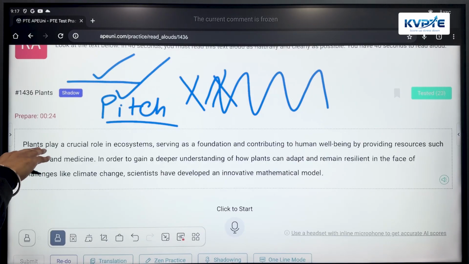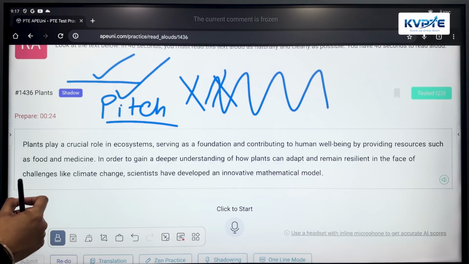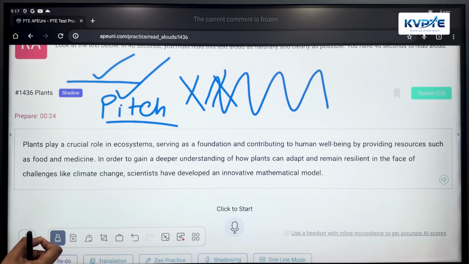Plants play a crucial role in ecosystems, serving as a foundation and contributing to human well-being by providing resources such as food and medicine. In order to gain a deeper understanding of how plants can adapt and remain resilient in the face of challenges like climate change, scientists have developed an innovative mathematical model.